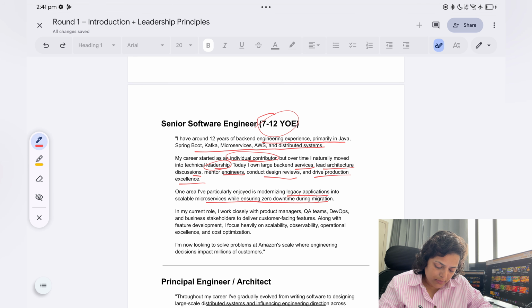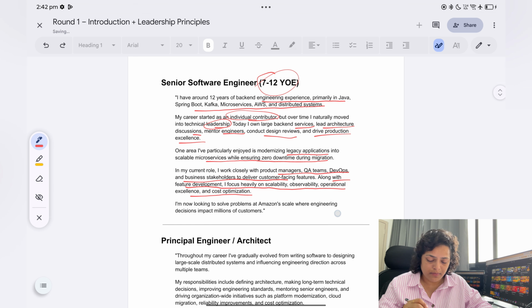In my current role, I work closely with product managers, QA team, DevOps, and business stakeholders to deliver customer-facing features. Along with feature development, I focus heavily on scalability, observability, operational excellence, and cost optimization.